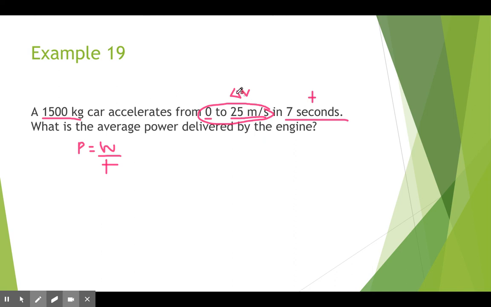Okay, so don't panic. We know that work done by, or work by a force is equal to the change in energy. Right? And total work is change in kinetic energy. We're given the change in kinetic energy because we're given the change in the velocity. So we're going to substitute in for work, we're going to have the change in the kinetic energy over time.